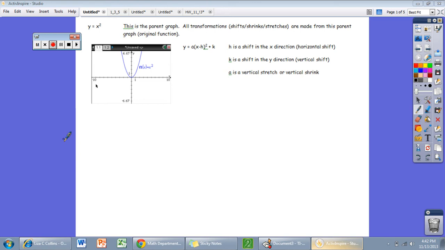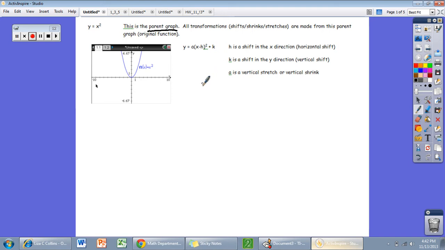This video is going to talk about transformations with quadratics and graphing. So we've been talking about quadratics for about the last 3 weeks or so. Your original graph always starts off with y equals x squared. That's the whole point, is that the squared, or the exponent of 2, is what makes it a quadratic. And this is what's called your parent graph, or your original function. That's what you're starting off with.